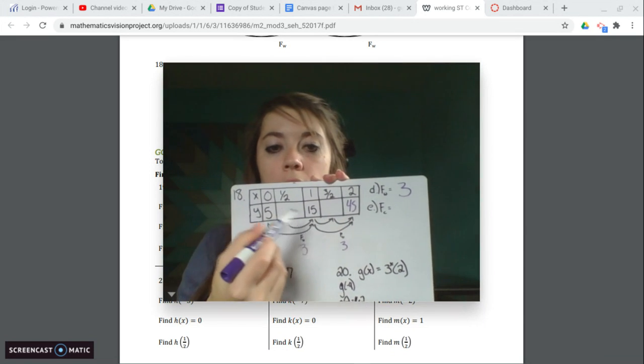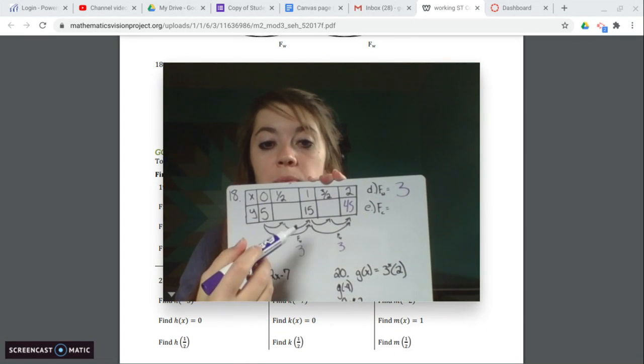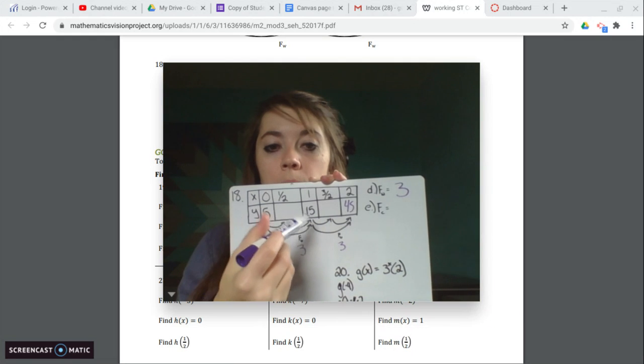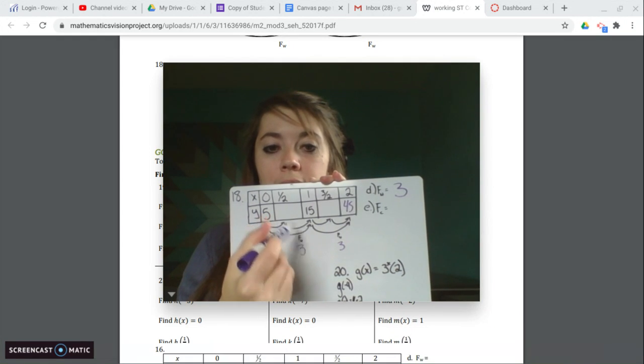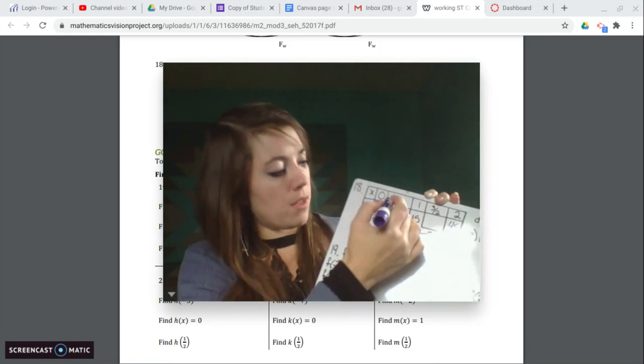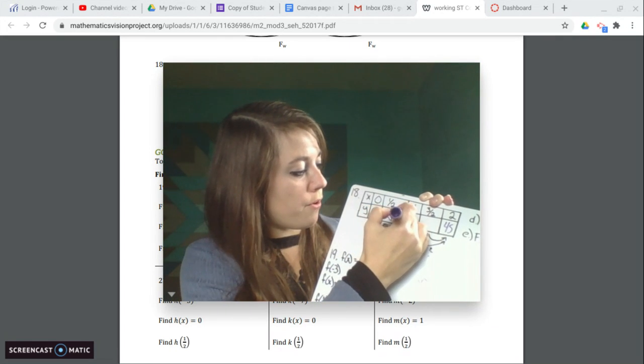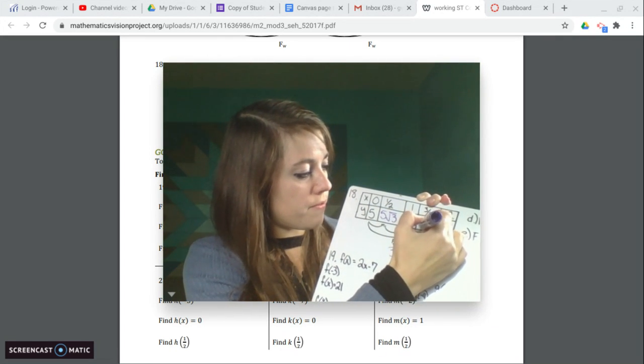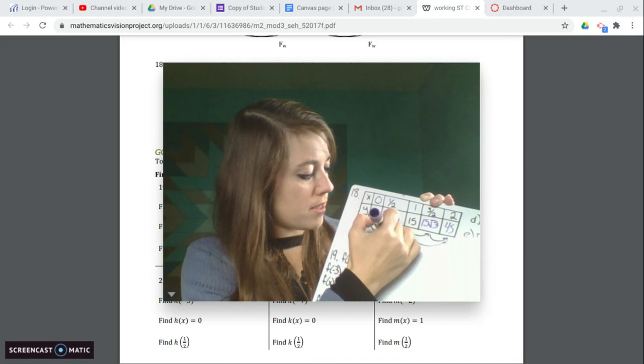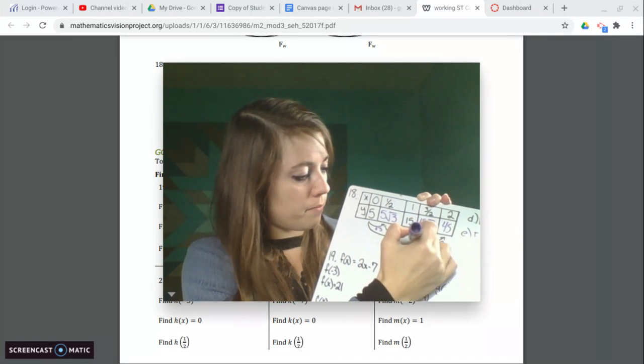Now, for the in-between, so this is like what we did before. We know this is 3. There's 2 places. That means we're going to take the square root. So this will be 5 root 3, and this will be 15 root 3, because that's root 3 each time.